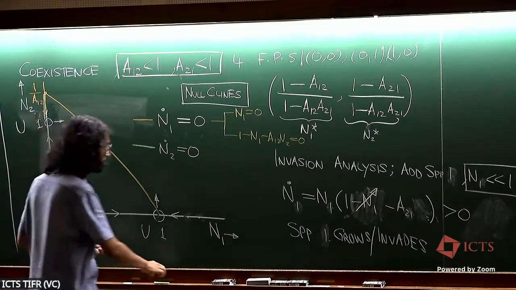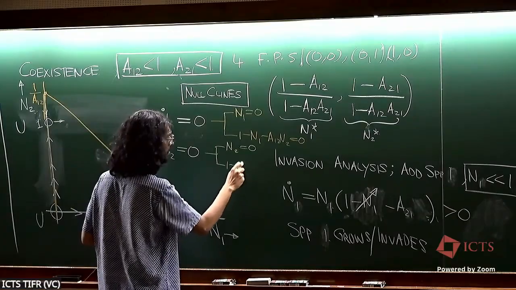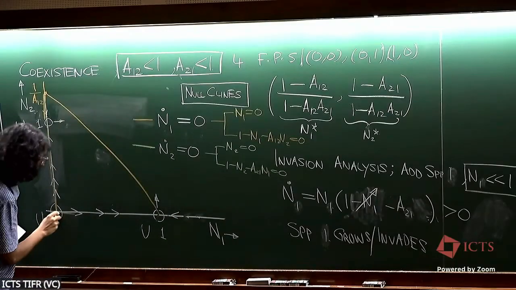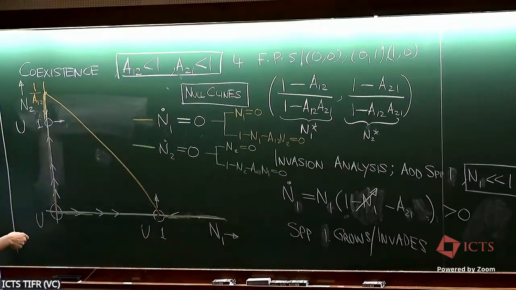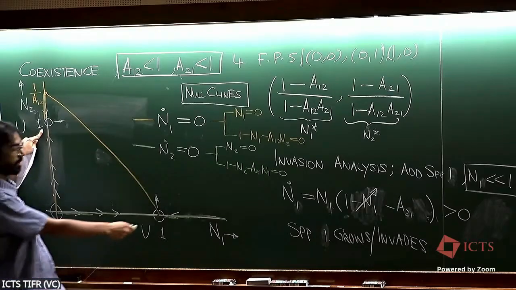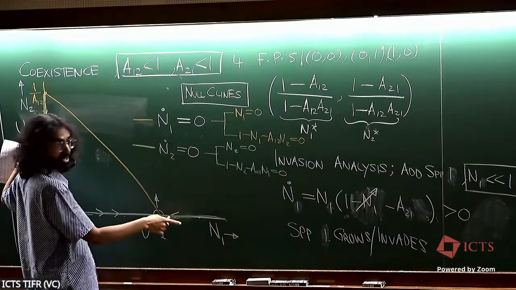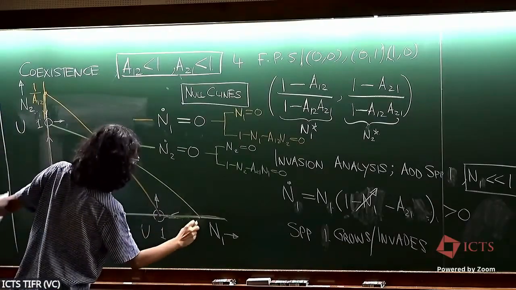What about for species 2? Again, there are 2, right? There's N2 equals 0, and there's 1 minus N2 minus A21 N1 equals 0. That again, for species 1, that's the x-axis. And then the other one is when N1 is 0, N2 is 1, and when N2 is 0, N1 is 1 over A21. And is that to the right or to the left? To the right, because A21 is less than 1, right? That's 1 over A21.